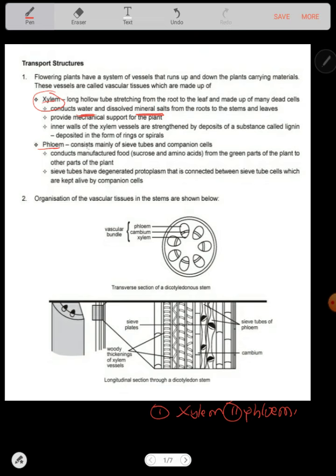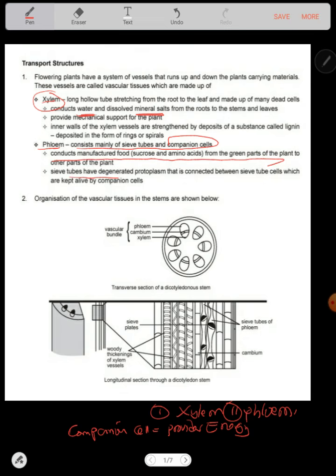While the phloem consists of many sieve tubes and companion cells. So take note of the companion cell, they ask about it. The companion cell supplies energy. It provides energy to the sieve tube cells. Now the phloem conducts or transports manufactured food, sucrose and amino acids, from the green parts of the plant to the other parts of the plant.